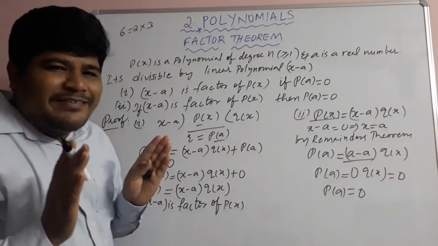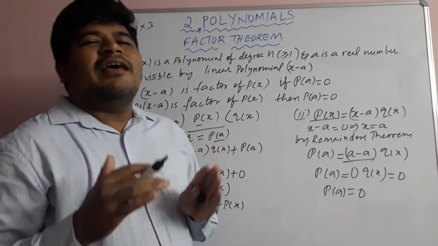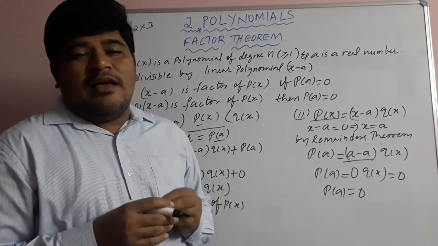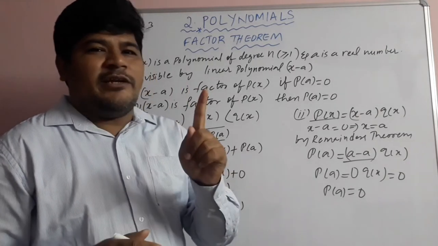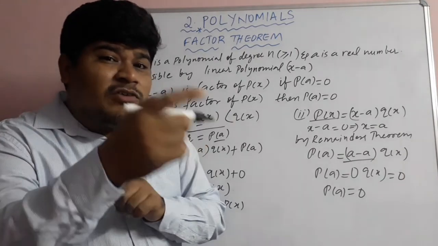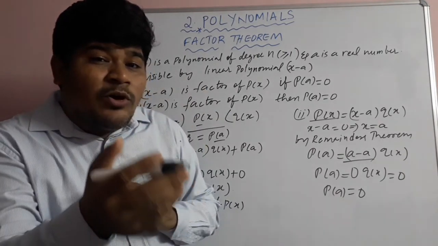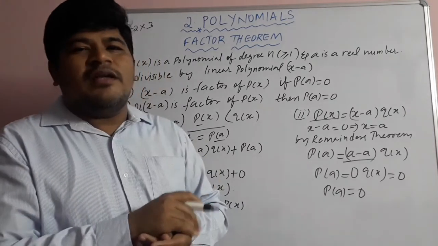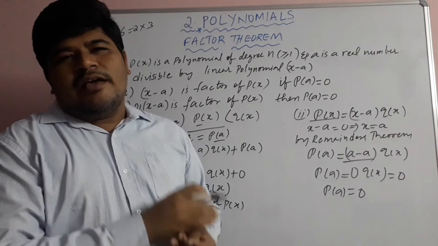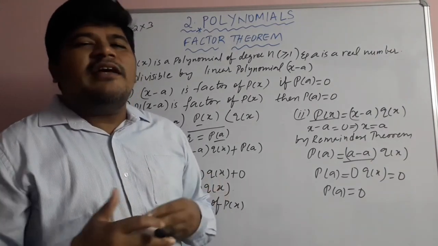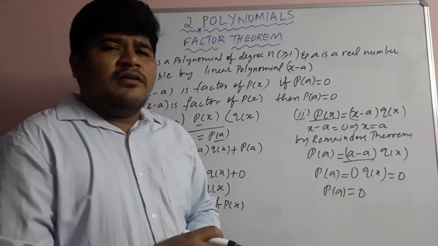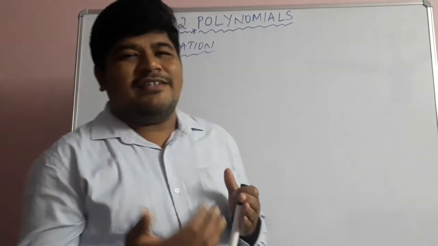If p of x is a polynomial of degree n greater than or equal to 1 and it is divided by x minus a, there are two statements. First statement: x minus a is a factor if p of a is equal to 0. If the remainder is 0, x minus a is a factor. Second statement: if x minus a is a factor, then the remainder p of a is equal to 0. That's it.